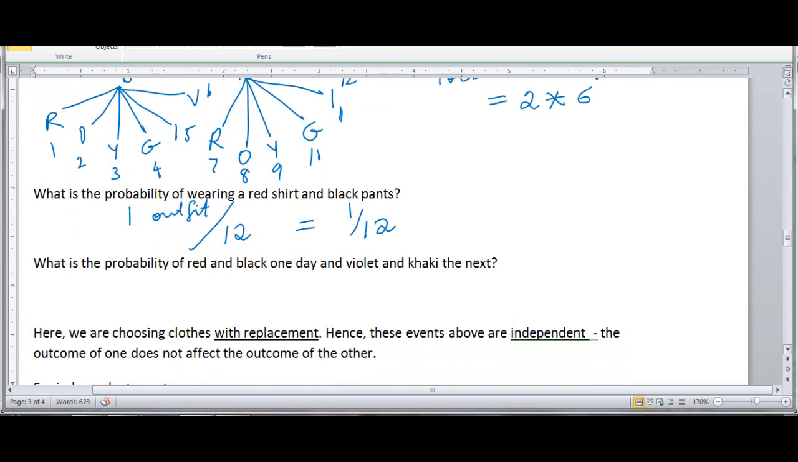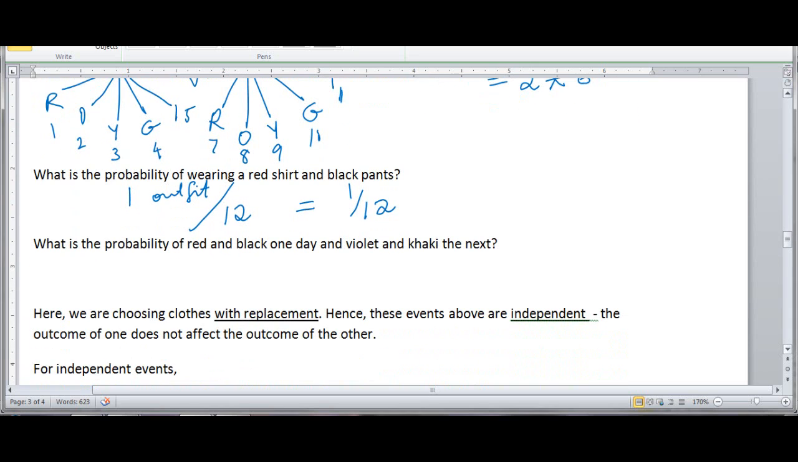What is the probability of red and black one day and violet and khaki the next? Alright, so if I wear red and black one day, that's 1/12. And violet and khaki the next. Anytime you see and, you want to multiply. A red and black outfit is one outfit out of 12, and a violet and khaki outfit, that's another outfit out of 12 outfits. So the chance of wearing red and black one day and violet and khaki the next, remember when we multiply fractions, you just multiply straight across, is 1 out of 144.